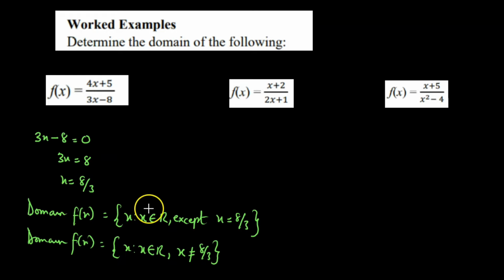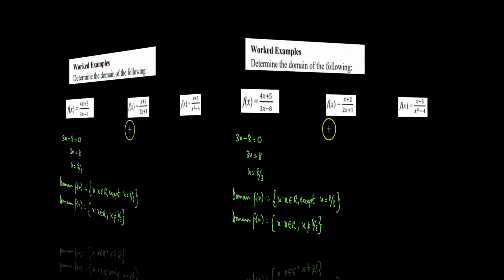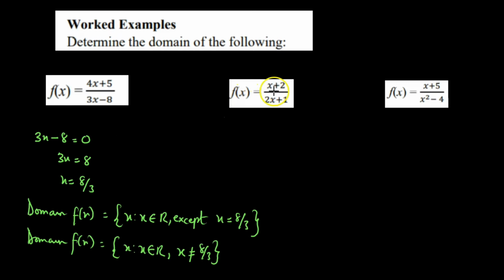Okay, so we've been able to do this. Let us take the next example. Considering f of x equal to x plus 2 all over 2x plus 1, we take the denominator, which is 2x plus 1, equate it to 0, then solve for x. 2x will be equal to negative 1. Hence, x will be equal to negative 1 on 2.